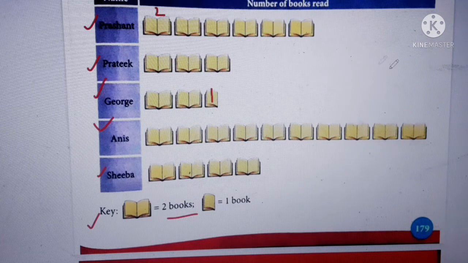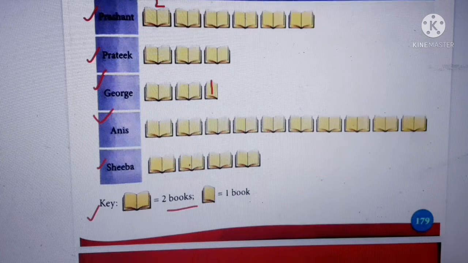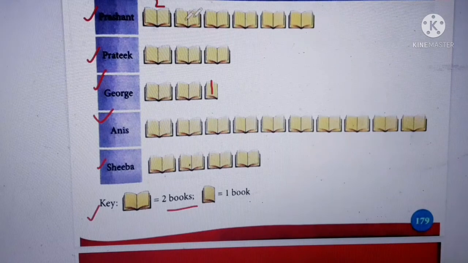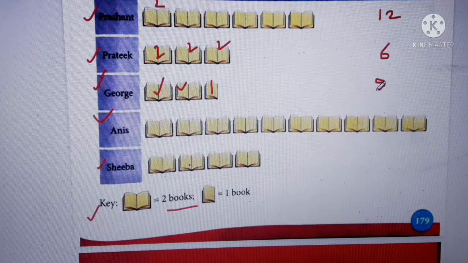So you know how to find out. You do it yourself. You know that this is 2, and how many books are there? 1, 2, 3, 4, 5, 6. So 2 sixes are, what will be the answer? 12. So Prashant read 12 books. Then again this 2, 2, 2. So 2 threes are 6. Pratik read 6 books. Then George, 2, 2. 2 twos are 4 plus 1. We get here 5. So George read 5 books.